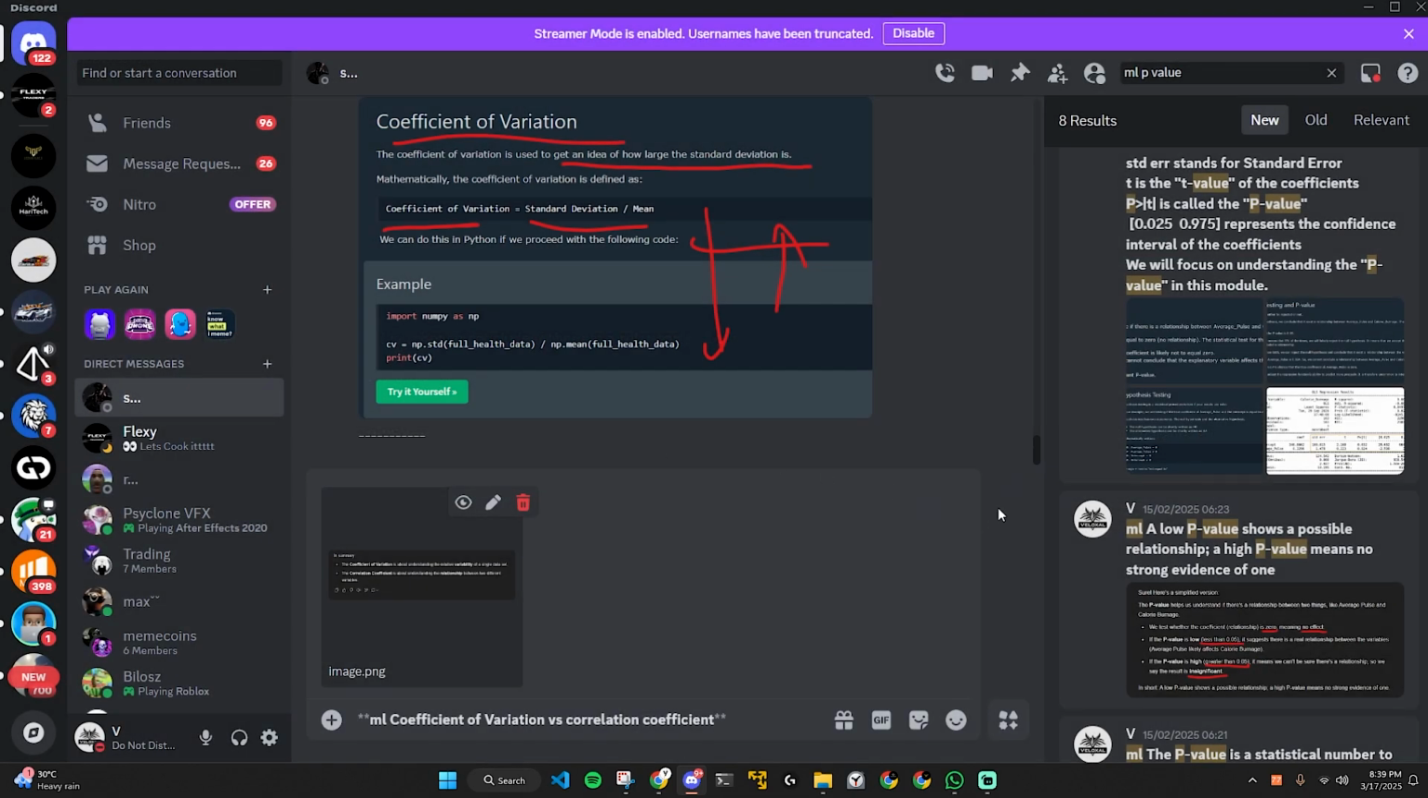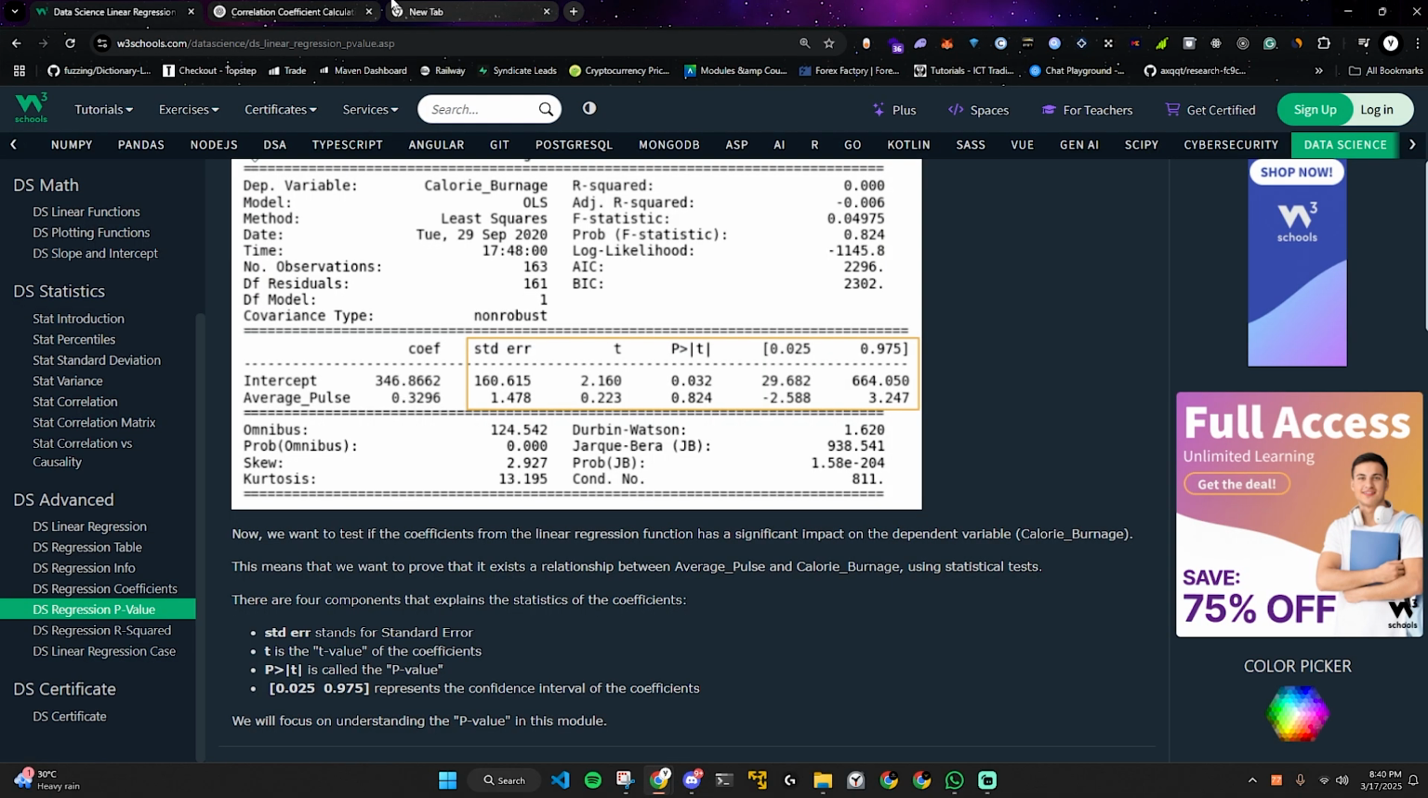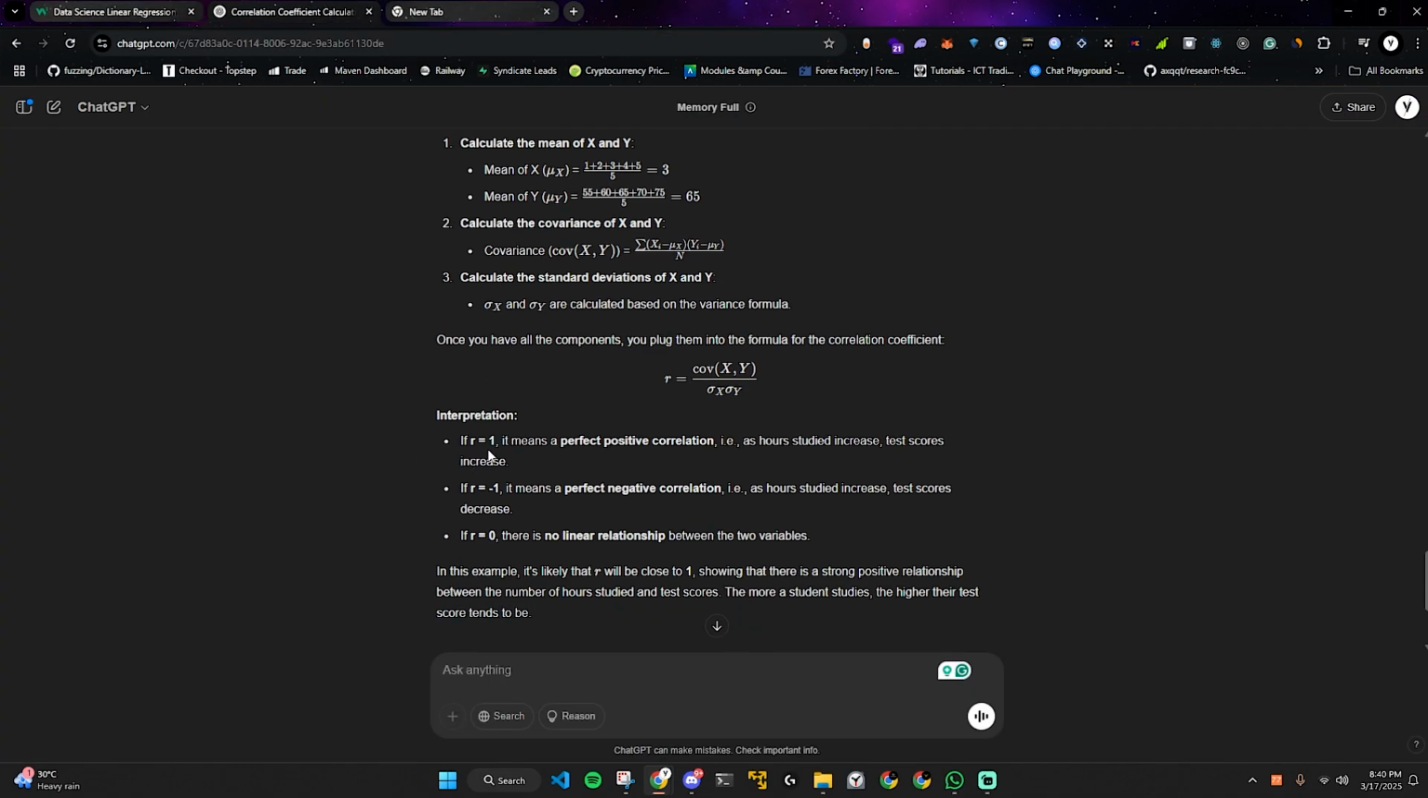Let me try to grab that. So I'm going to try something here. So for example, if R equals 1, it means perfect positive correlation.